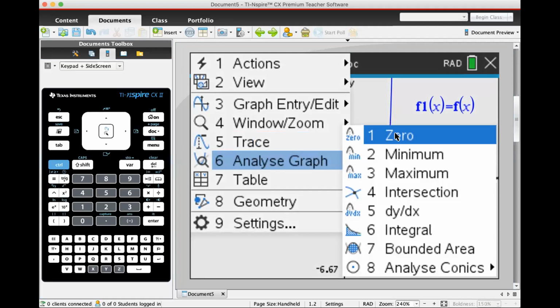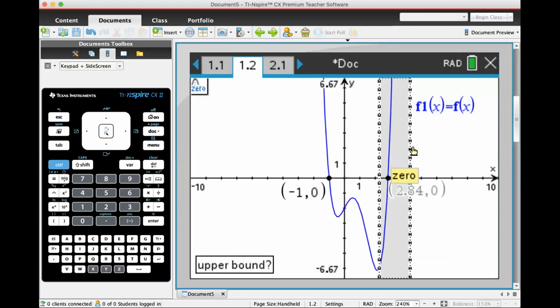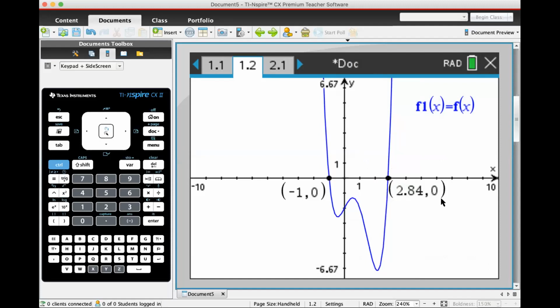Okay, whenever in trouble, go to menu, and then I want the 0 between these 2 points. There's a decimal value there. And in the same way you can find points of intersection.